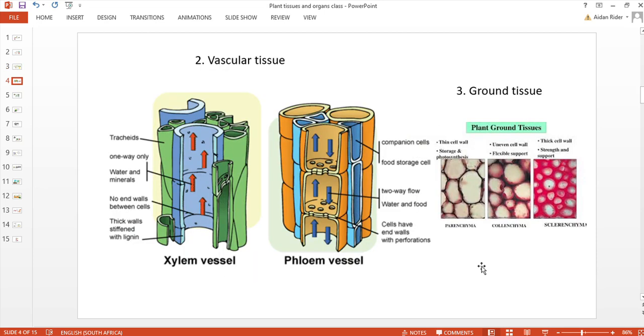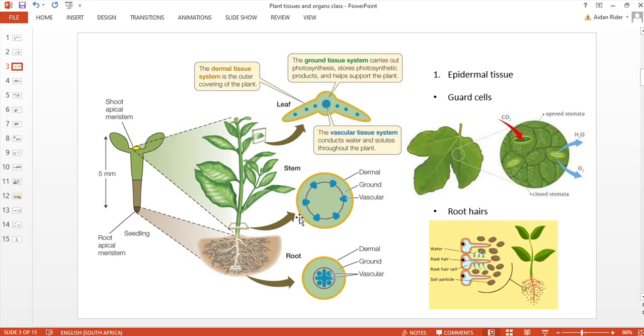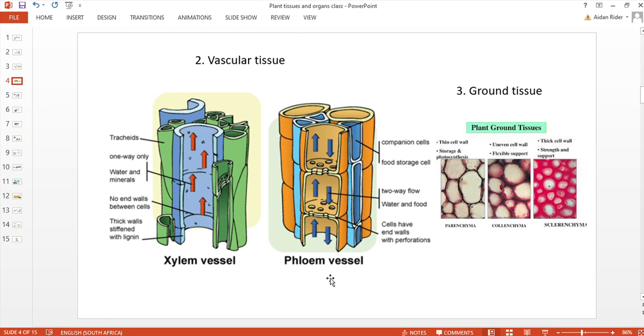Okay, moving on, we get to the vascular tissue. Okay, as I mentioned on the previous page, the vascular tissue would be these blue dots, or in the leaf, in the middle there, and in the root would be this X, and that is your xylem and phloem. So basically, what it does, vascular system, xylem is the transport of water. So it usually goes from the root upwards to the leaves. That is how water is transported.